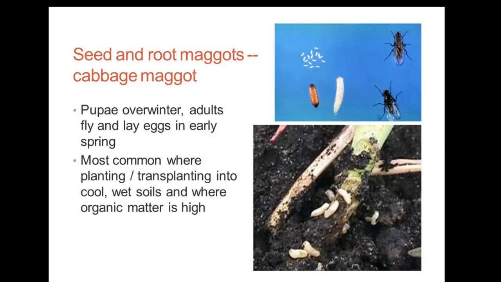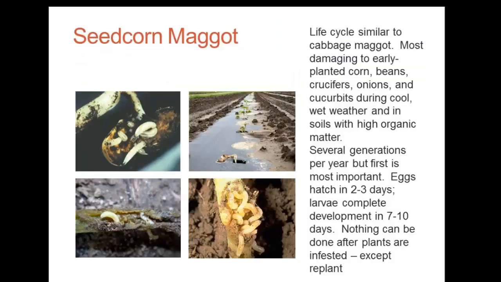There are all of the seed and root maggots, and the one I pictured first in the lower right is cabbage maggot, the one that shows up on the roots of cabbage family plants. The pupal stage, the little brown oval-shaped thing in the top, is what overwinters. The adult emerges from it as a fly in the early spring, and they lay their eggs in places where the soil is wet and organic matter is high. And it's going to tell you a little bit of something about cultural practices to manage them.